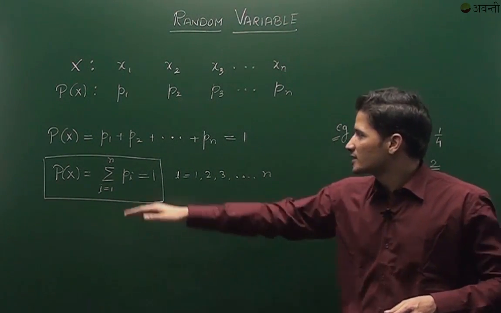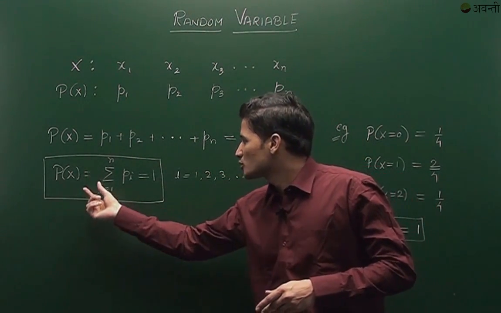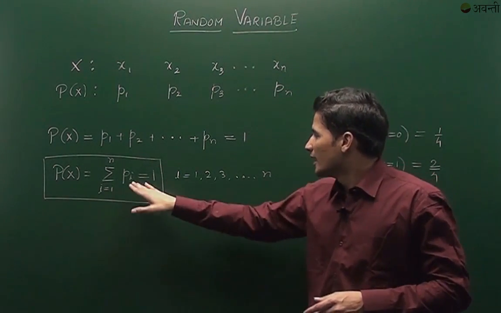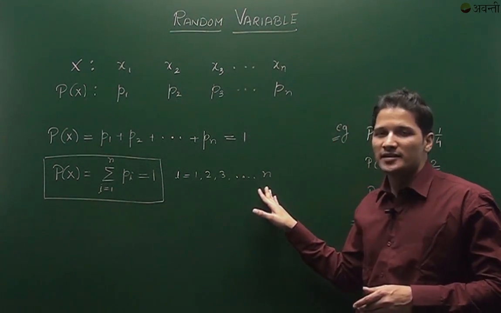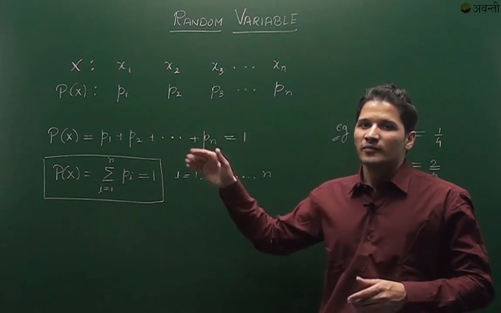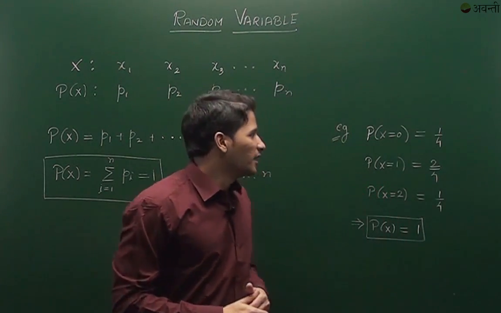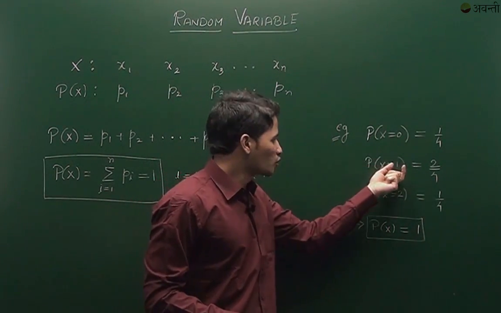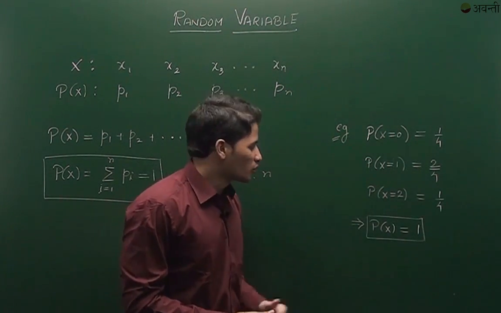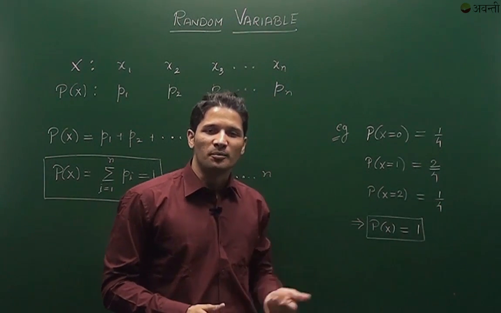We can write this summation in sigma notation, where the sum of p of x equals sigma from i equals 1 to n of pi, which equals 1, and i varies from 1 to n, that is, i is a natural number. So the sum of all the probabilities of a random variable will always be equal to 1. If we look at the previous example, we have x equals 0, x equals 1, and x equals 2. The sum of all these probabilities will be equal to 1, because if you add 1/4, 2/4, and 1/4, the result you obtain is 1.